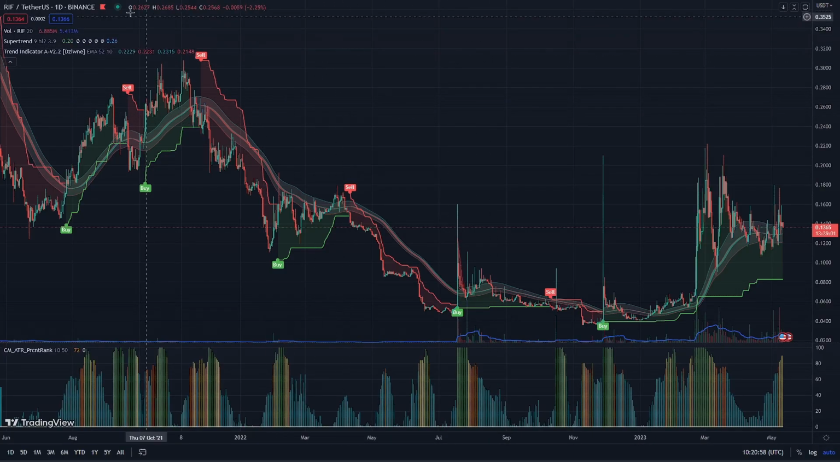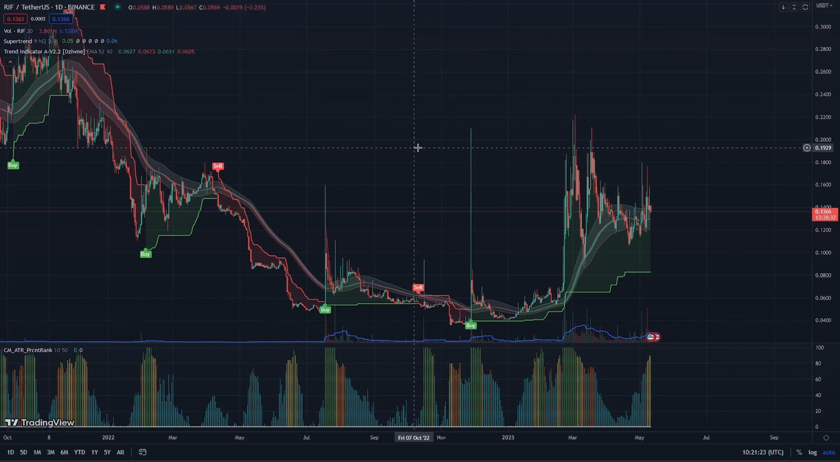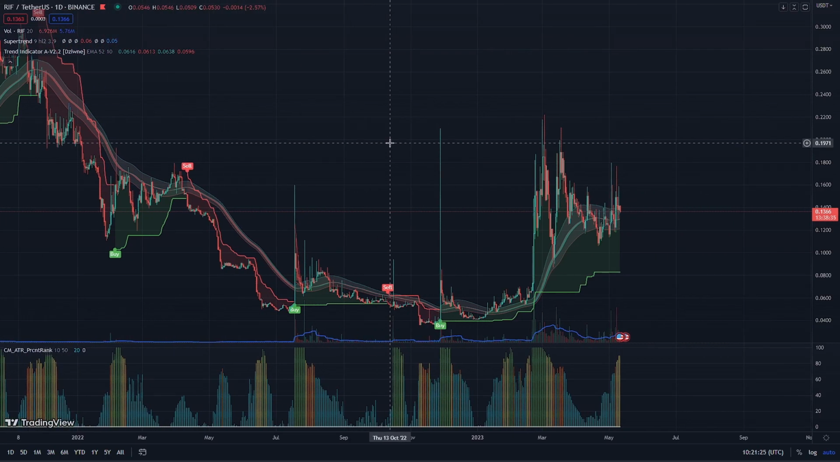Now let's take a look at how you can apply the ATR percentile on a 1-day RIF Tether US chart, and this is for the Binance exchange. We are using the 1 day, but you can also use other periods as well, depending on what you are trying to determine. I just think that the daily chart is better to spot areas and the 4-hour might be better to take a look at the values themselves.